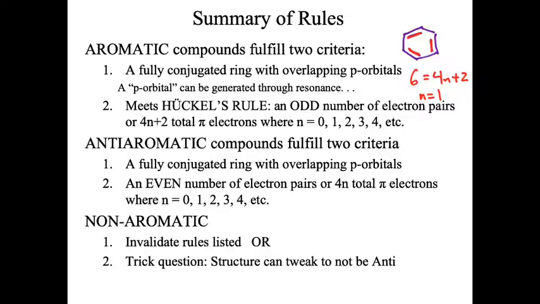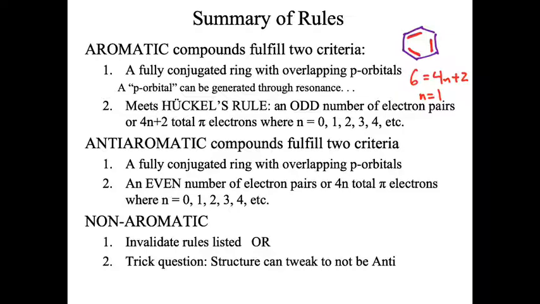I need a structure with 18 pi electrons. How many double bonds is that? 9 double bonds. How many of you can draw easily a 9 double bond structure? Easy peasy, right? That becomes challenging, which means you likely aren't going to see an n equals 4.